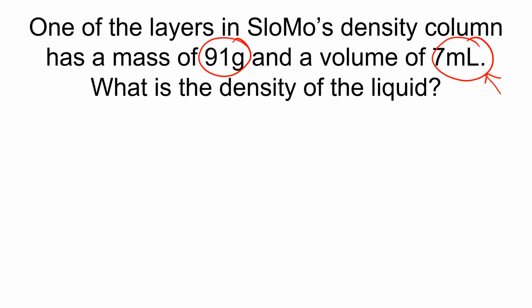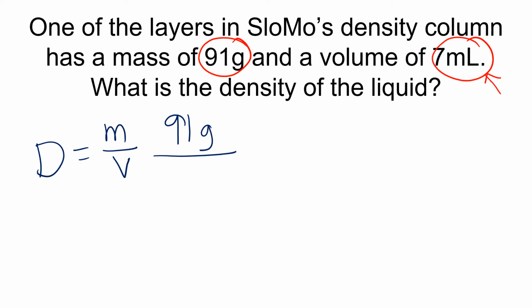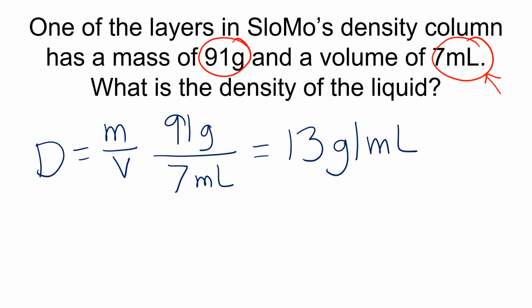So I write my formula again. Density is equal to mass divided by volume. My mass is 91 grams and my volume is 7 milliliters. So I type it into my calculator, 91 divided by 7, and my answer is 13, okay, grams per milliliter. That's my unit. I just copy over my unit, and here is my answer, okay?